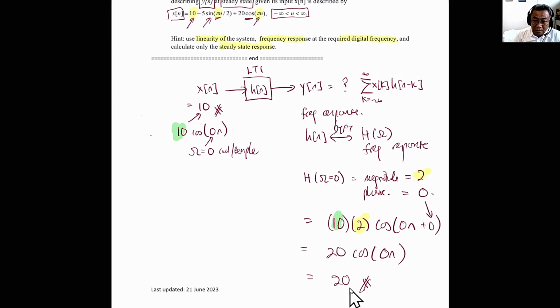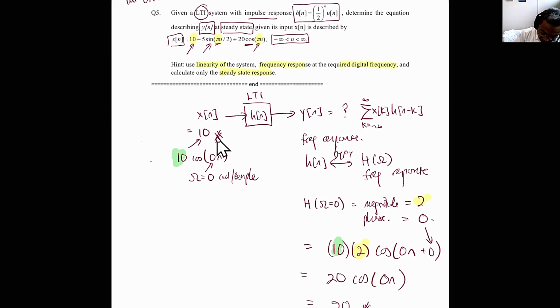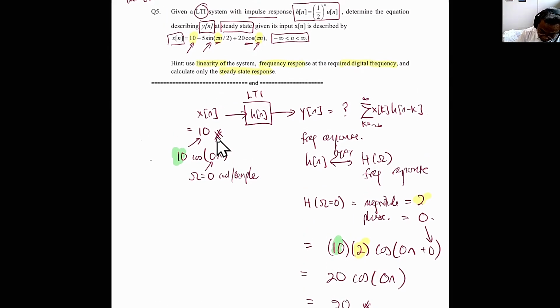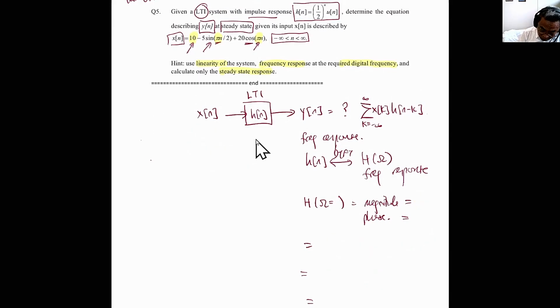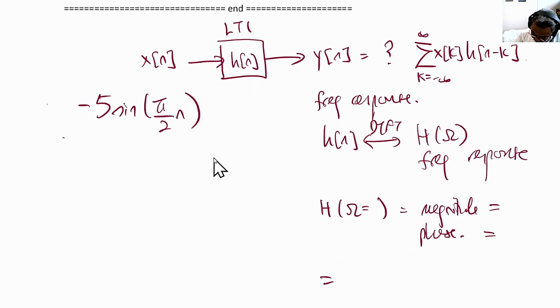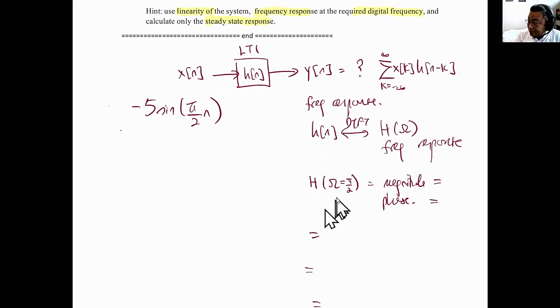And we can do this again for the rest of the signal. Now what we need to change is we throw the input away. We now examine the input minus 5 sine pi over 2 n, and we want to find the frequency response at omega equals pi over 2, because this is the frequency of the sine. We then plug in H of omega for omega equals pi over 2.